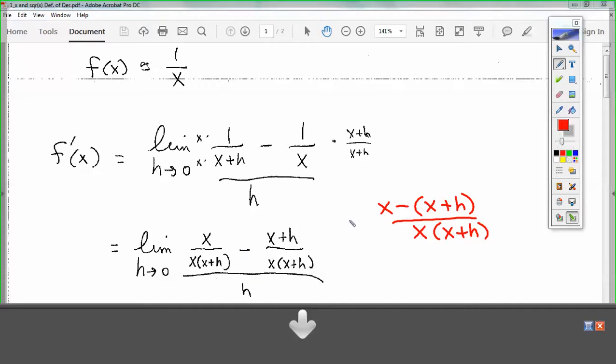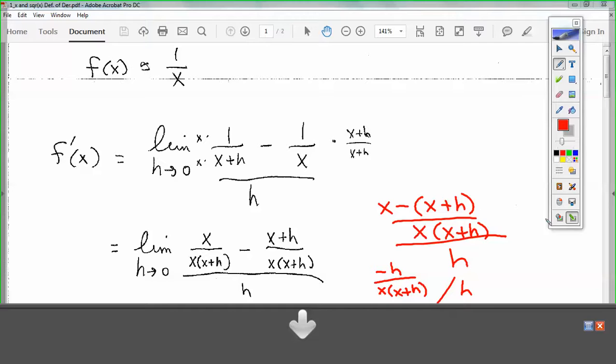Now, you got to make sure to distribute that negative. So what are you going to get on top here? Yeah, the x's are going to cancel, right? So you're going to get negative h. So you're going to have negative h over x times x plus h, and then that's all over h, right?